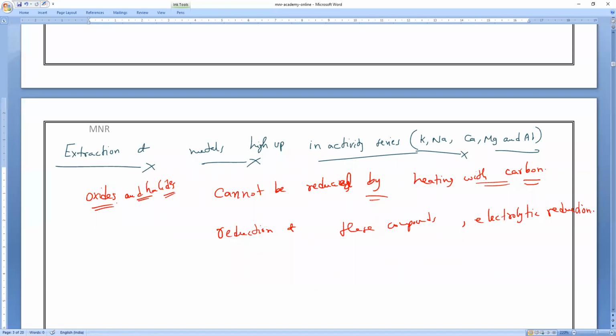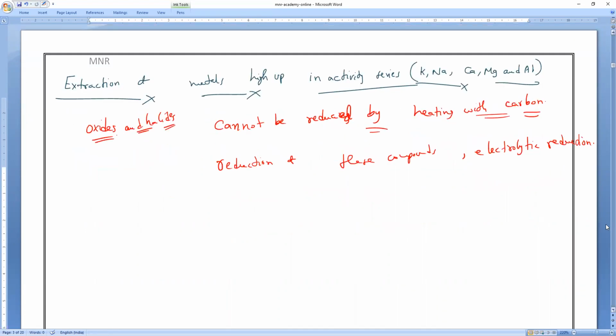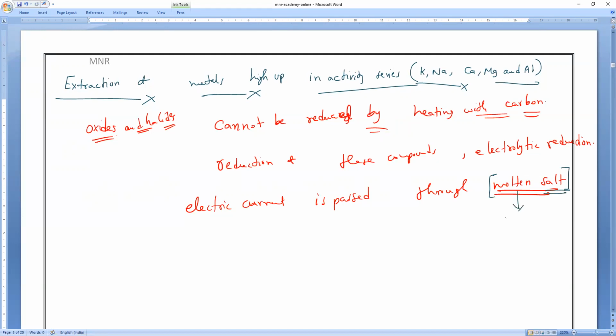So during this process, electric current is passed through the molten salt of the metal. Keep it in mind. Electric current is passed through molten salt. What do you mean by molten salt? Anybody? Any one of you? Molten salt means melted salt. Melted salts of either oxides or halides.